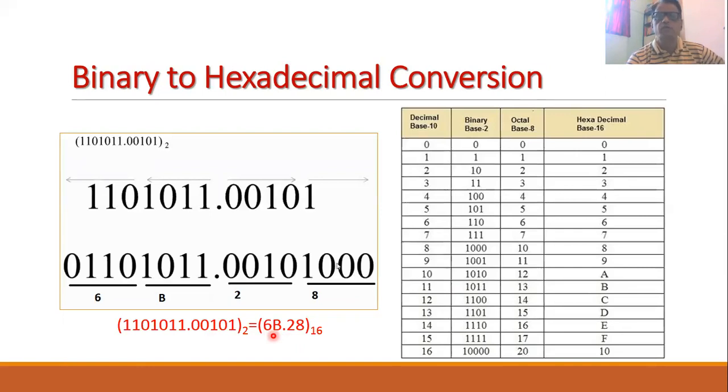So friends, thank you for viewing this session. Hopefully you have understood how a binary number is converted into the equivalent decimal number, octal number, and hexadecimal number. In our next session, we will understand how octal and hexadecimal numbers can be converted into equivalent numbers in other number systems.